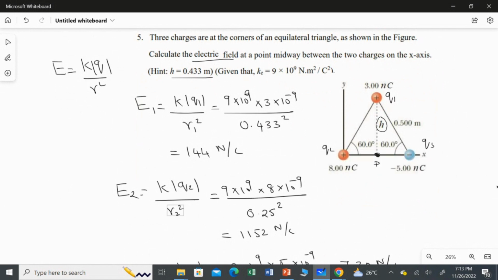What will happen? Test charge, for every case, I am going to bring the test charge from this point to the first charge. So what will happen? Test charge is positive and this Q1 is also positive. What will happen? It will repel, right?